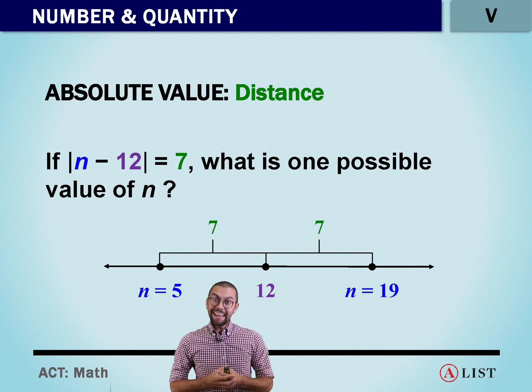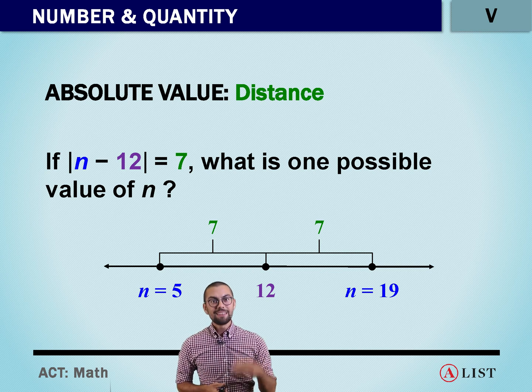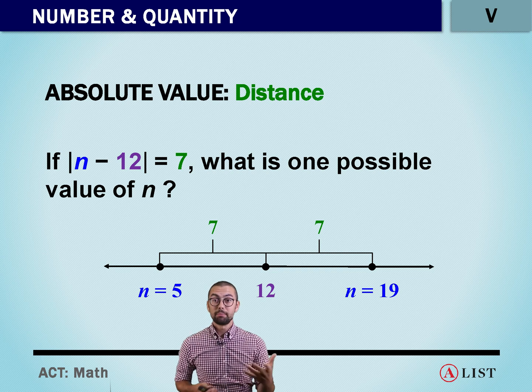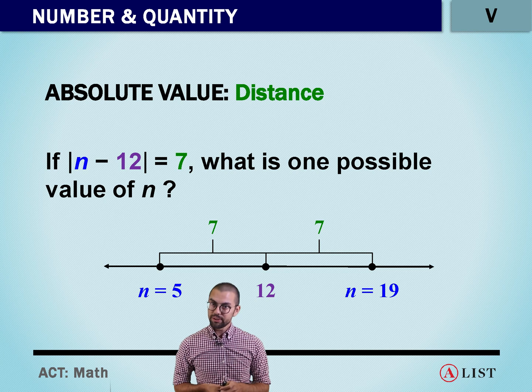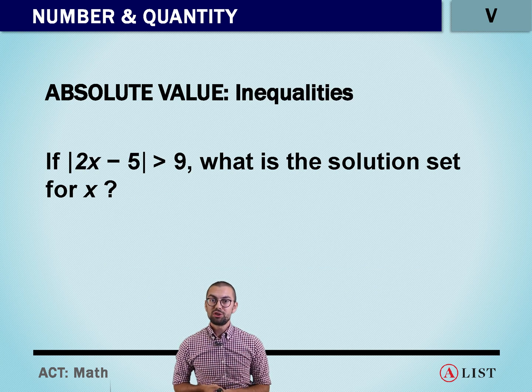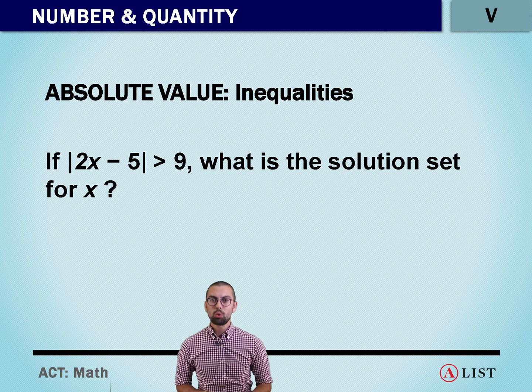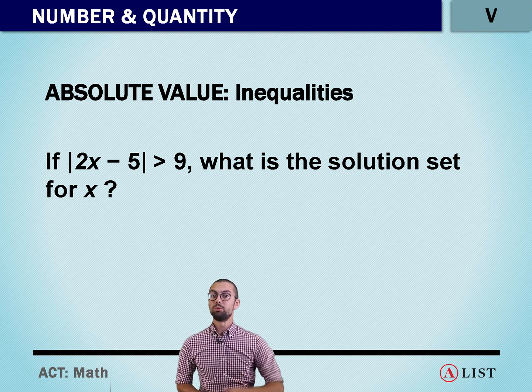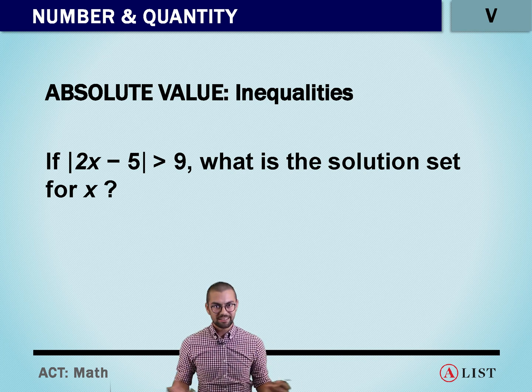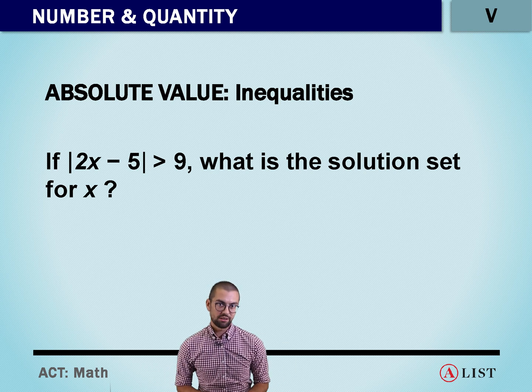Now when we add in an inequality, this will add a little bit extra complexity, simply because inequalities have their own rules. So taking a look at another example, if the absolute value of 2x minus 5 is greater than 9, what is the solution set for x? Notice here, first of all, we have a little bit different wording for our question. Instead of simply asking what values are our solutions, we have a solution set. This is natural, we have an inequality, so we'll have a whole range of values that will work as a solution, not two specific points.